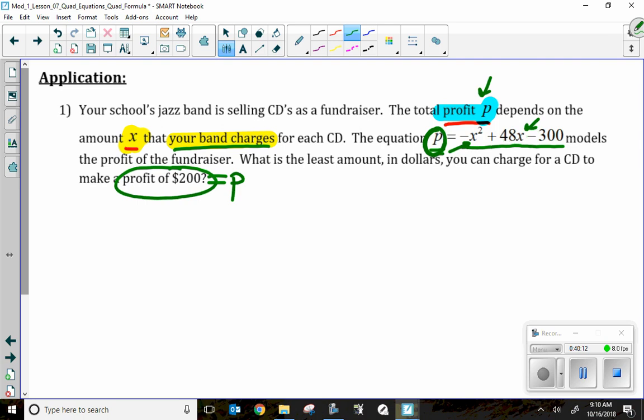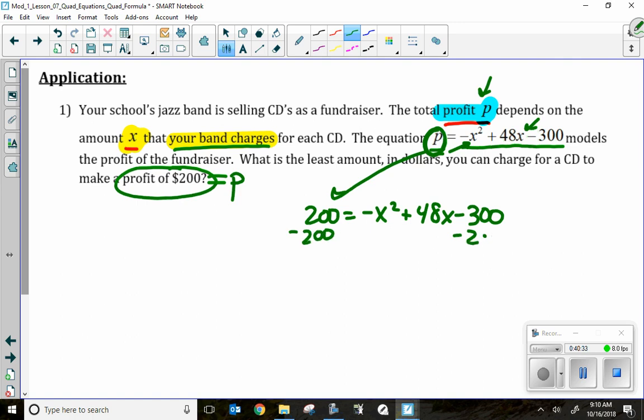Okay? So 200 equals negative x squared plus 48x minus 300. All right. And now we can set this equal to 0. I'm going to subtract 200 from both sides. Bang, I've got negative x squared plus 48x minus 500. Wow, that all equals 0.